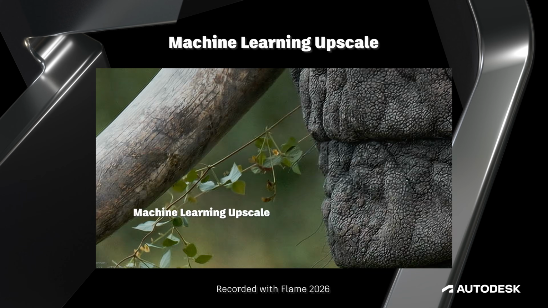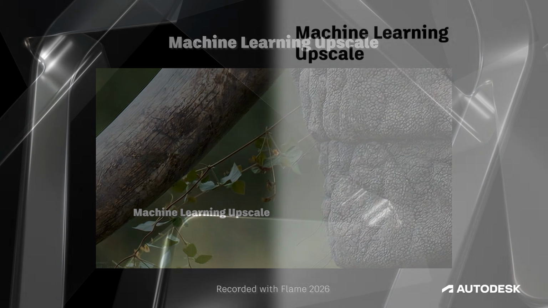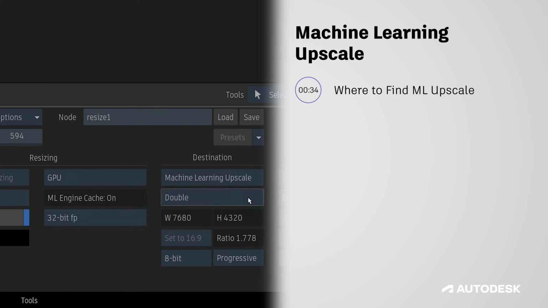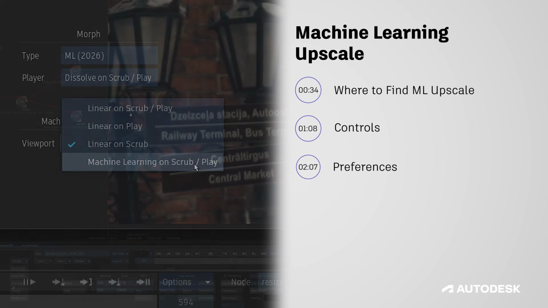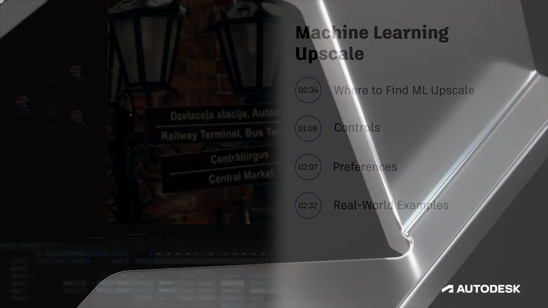The Flame 2026 release brings Linux users the machine learning Upscale, which leverages machine learning to significantly increase the resolution and detail of footage in very little time. In this video, we'll be covering where to find the machine learning Upscale and how to use it on your next project.